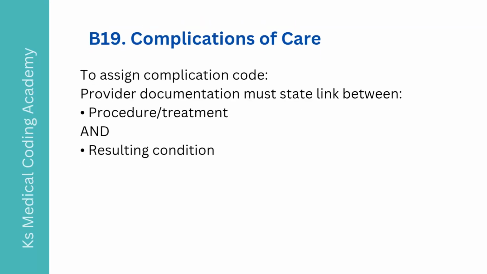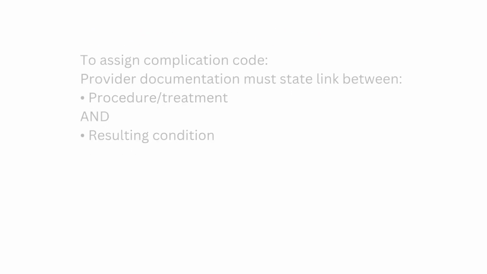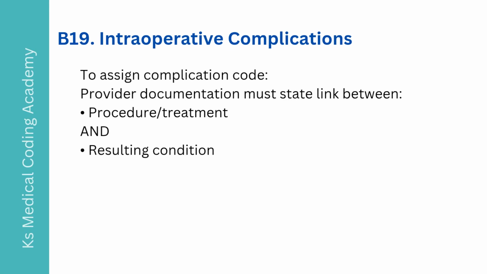Complications of care. To assign a complication of care code, there must be documented evidence that the complication was caused by medical treatment or a procedure. The provider must explicitly state this relationship. Intraoperative complications. Intraoperative complications include events such as accidental perforations, hemorrhage due to surgical technique, anesthesia-related complications. Documentation must support causation.